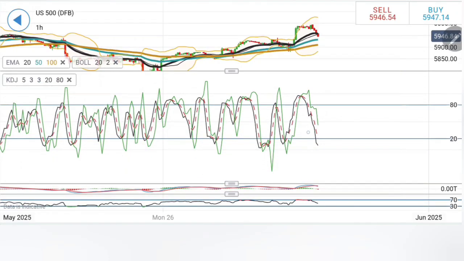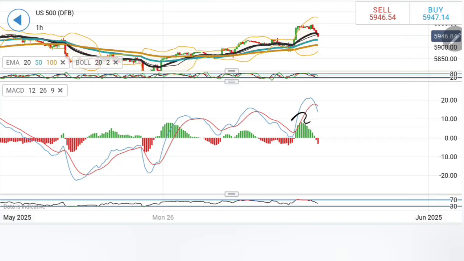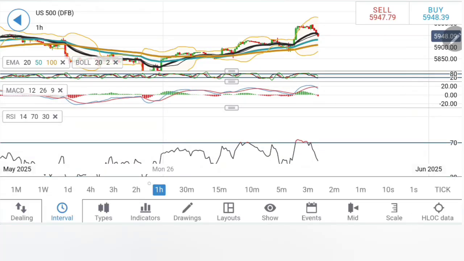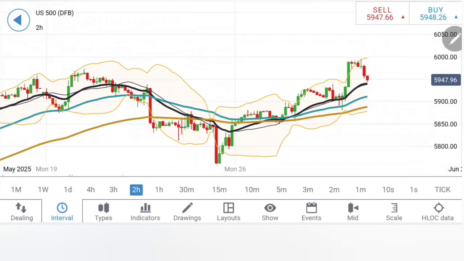Moving averages are starting to converge. Stochastic is oversold here. See, MACD after hitting the highs is looking downwards, certainly a bearish sign here. RSI is dropping as well, again a bearish sign. Coming to 2 hour.